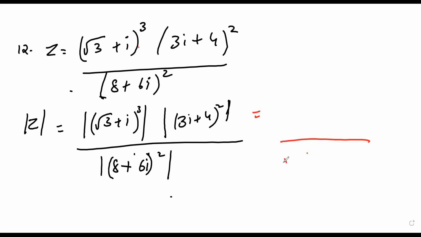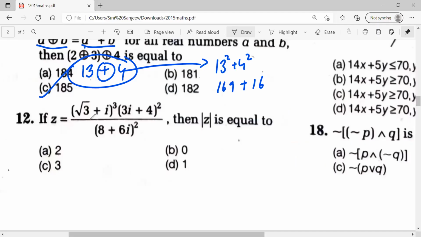Mod in the sense is the root of the squares. Here, what is mod of 8 plus 6i? Root of 8 square plus 6 square. And what about the other one? Root 3 plus i: root of (root 3) the whole square plus 1 square, the whole cube. Correct. Let me see the question asked. Root 3 plus i the whole cube, and this is 3i plus 4 the whole square.